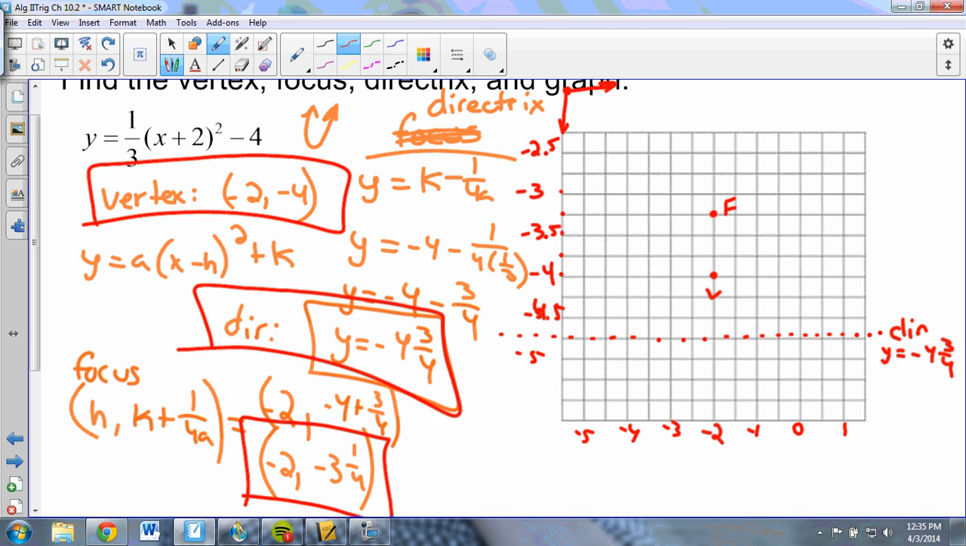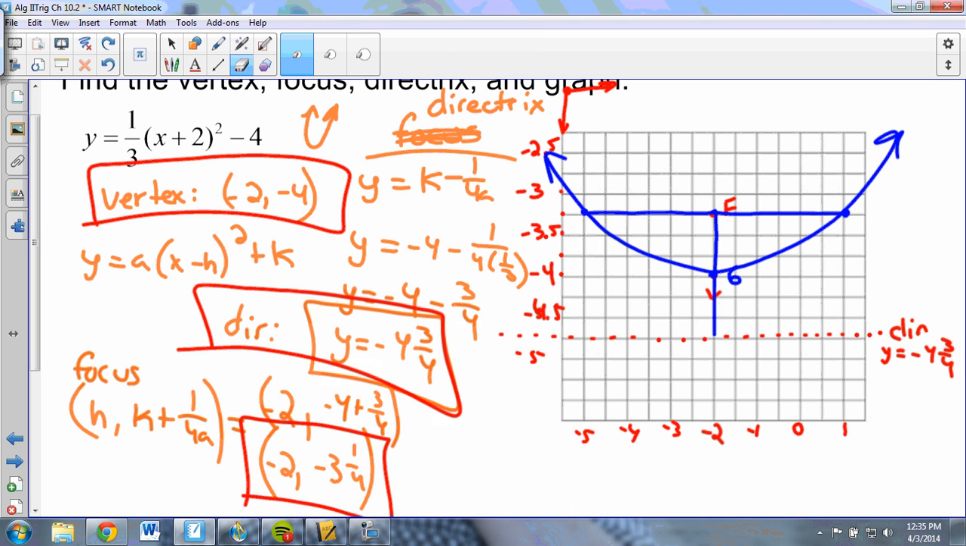Let's graph this in blue. This distance here is 6. I'm going to go 6 over this way. 1, 2, 3, 4, 5, 6, and put a point there. And 6 over this way. 1, 2, 3, 4, 5, 6, and put a point there. And then through the vertex, I have my parabola. So that T isn't really part of it. It's just how I actually construct it.